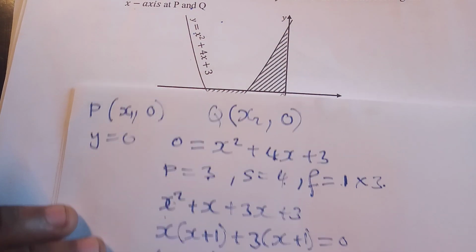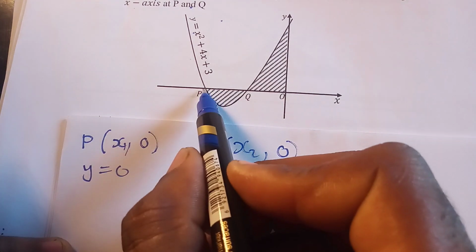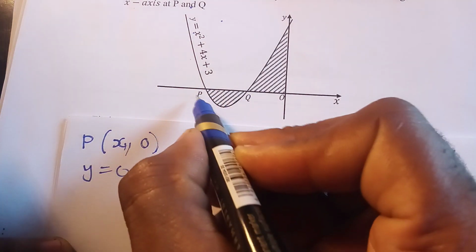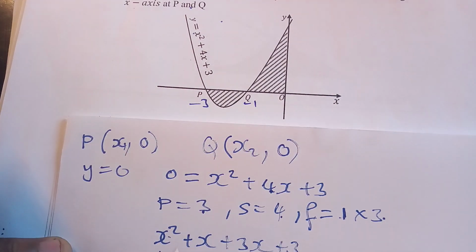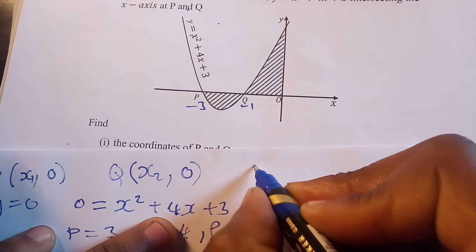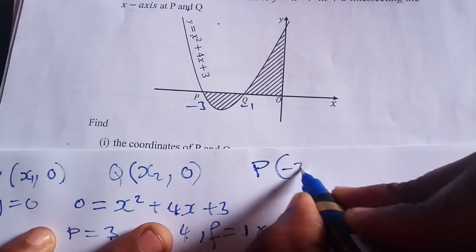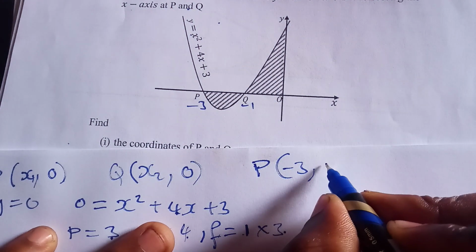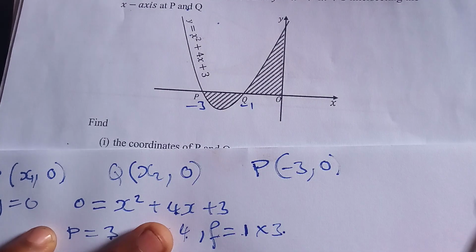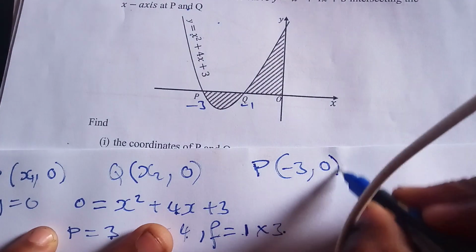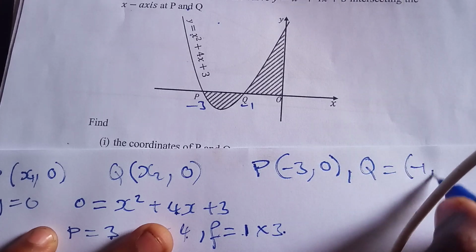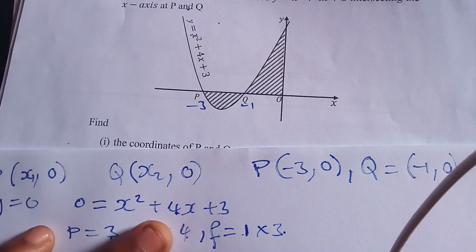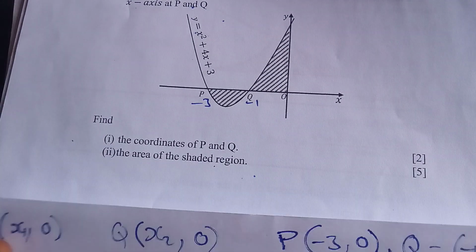So you expect -3 to be somewhere this side. Of course, you can't have a -3 there. And then this will be -1. So hence, the coordinates for P will be -3, 0, and the coordinates for Q will be -1, 0. So this solves the first part.